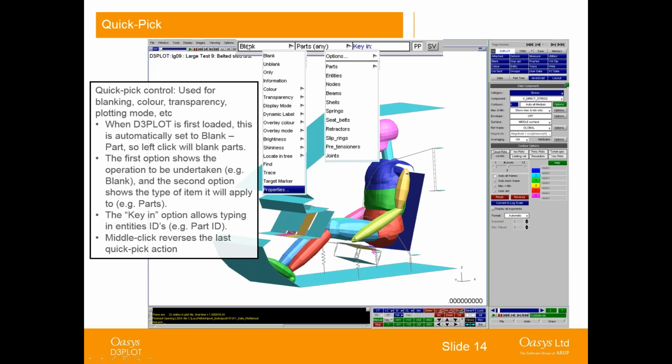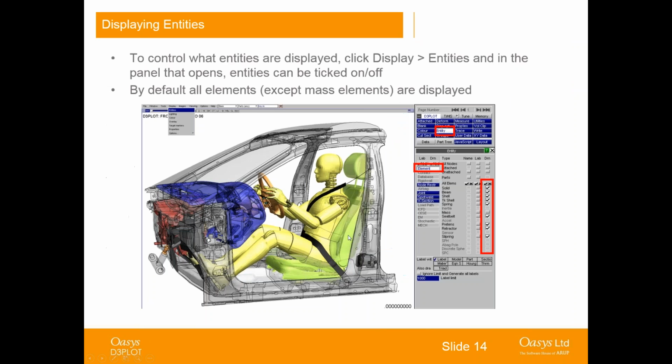An example might be the default, which is to blank. So we can blank, and the default is to blank parts. In this case, if we left click on the screen, it will blank the nearest part. I'll give you a quick demonstration of that at the end of this session.